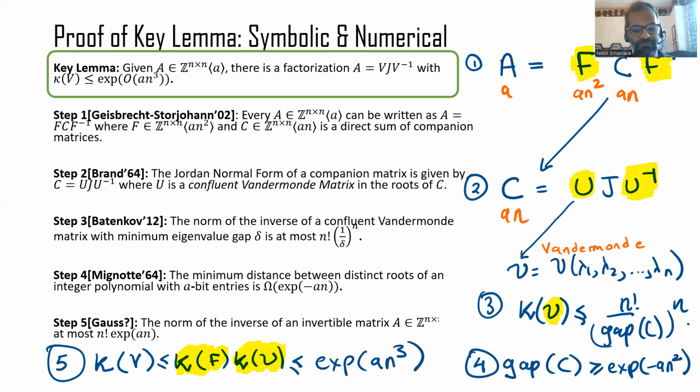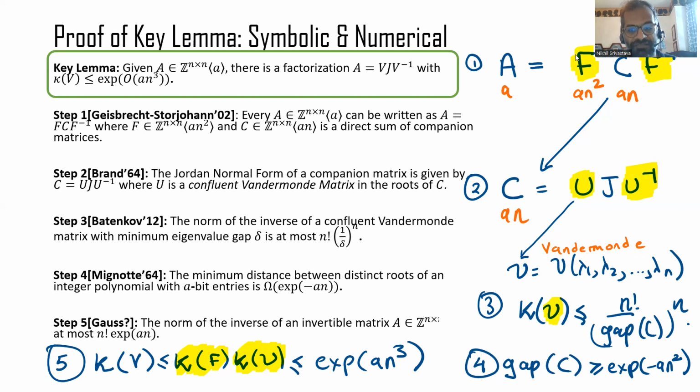And now finally, we just combine all these things. We use the fact that the norm of the inverse of an invertible matrix with A-bit entries is at most exponential AN, roughly. I'm ignoring some lower order terms here. There are constants and some log factors everywhere that I'm ignoring.